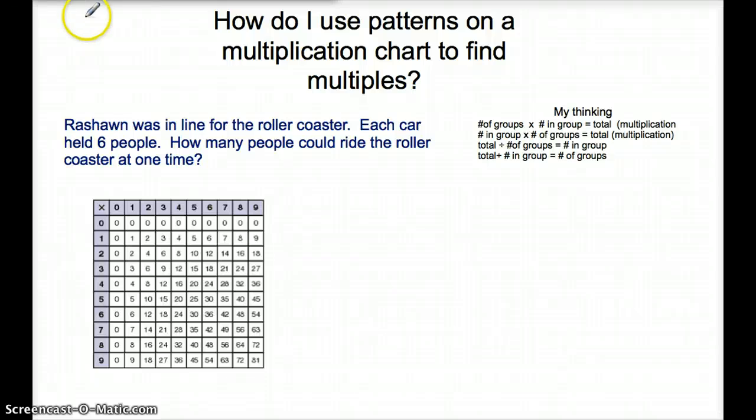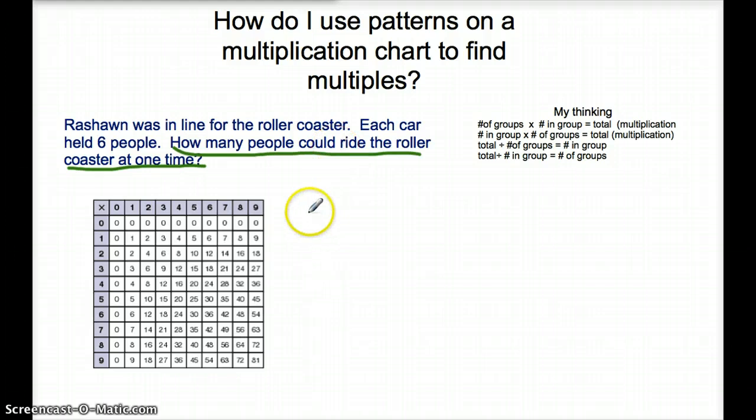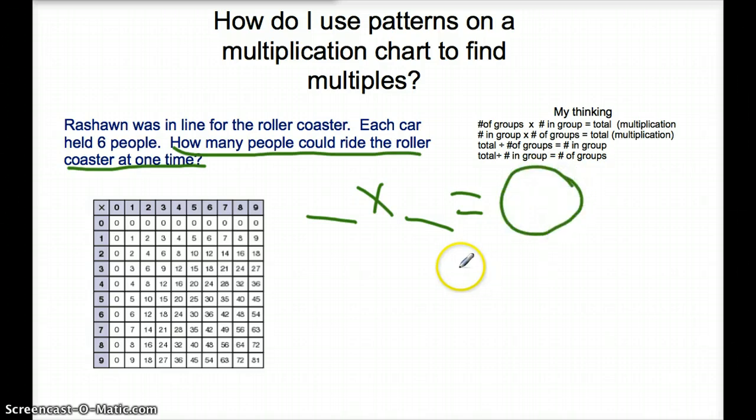All right, so my next step is the question. How many people could ride the roller coaster at one time? Okay, so I know it's looking for a total. So I'm going to have something times something equals, and this is the answer I'm looking for. Okay, let me read it again to find out what information it gives me.